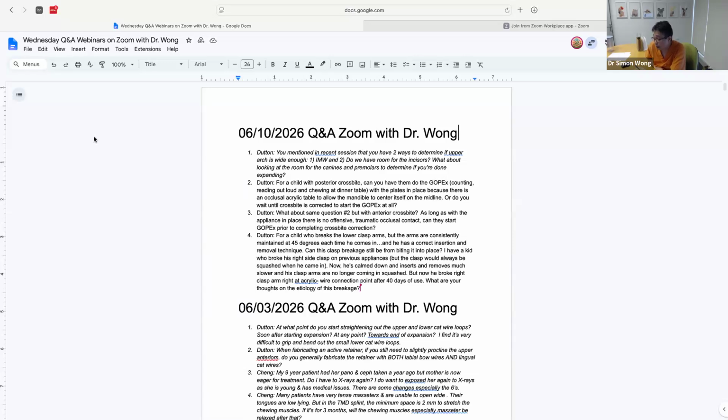So I've found in my experience, it's not practical, it's not ideal, it's not necessary to start the exercises until you've corrected the crossbite for those reasons. So that's why I set that rule. And if you consider the rationale behind it, hopefully you will find that it makes sense for me to set that particular rule.